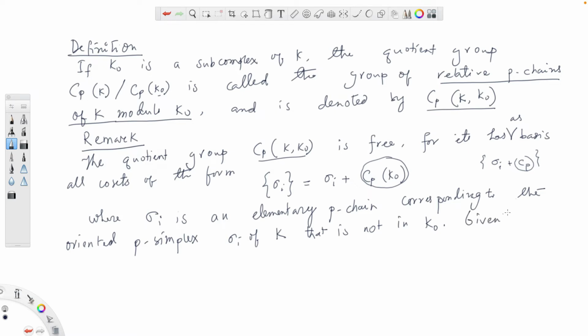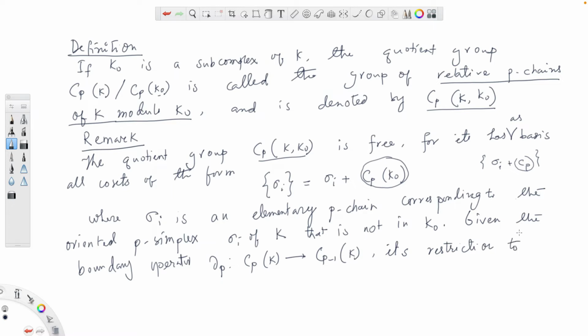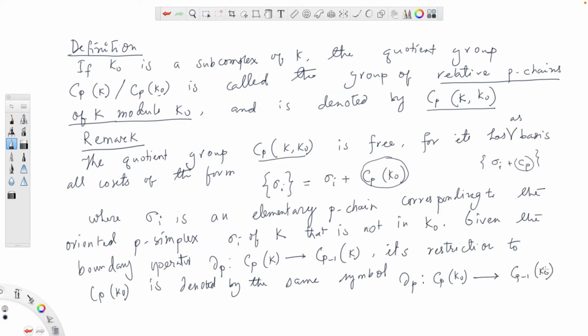Given the boundary operator del P that takes Cp of K to Cp minus 1 of K, its restriction to the subgroup Cp of K0 is denoted by the same symbol for notational clarity, del P. Cp of K0 goes to Cp minus 1 of K0. They are both represented by del P.